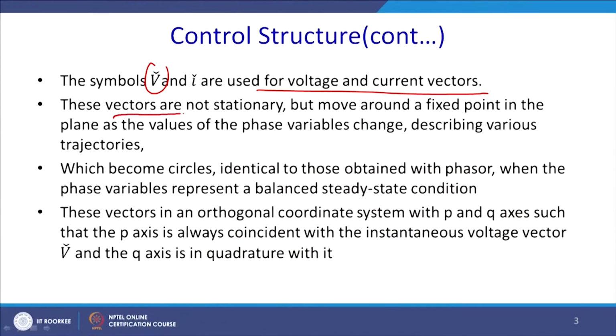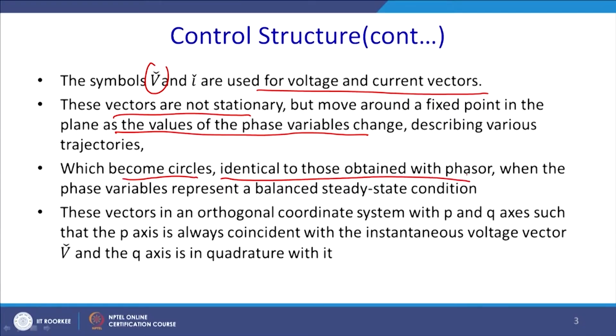These vectors are not stationary; they rotate around a fixed point in the plane as the values of the phase variables change, describing desired trajectories, which are actually circles. If we plot P and Q, we will see the locus of control of the UPFC, and the trajectory can be any conic section, ellipse or circle. We will see how it is generated in a few minutes, identical to that obtained with phasors when the phase variable is represented by a balanced steady state condition.